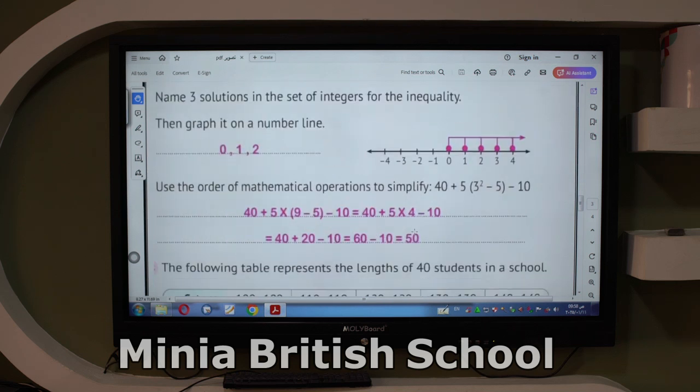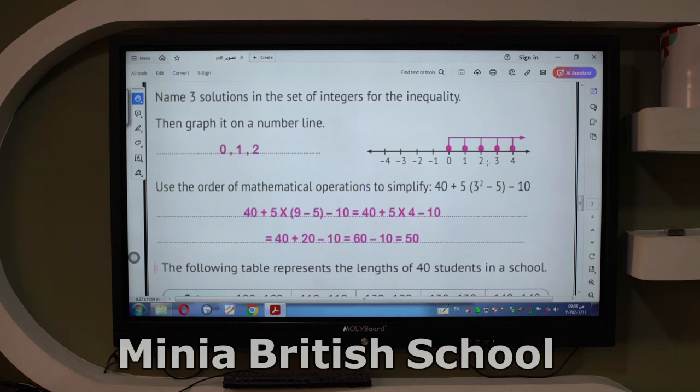Name 3 solutions in the set of integers for the inequality. What is the meaning of the inequality? In an inequality, I have the sign greater than, smaller than, greater than or equal, or smaller than or equal. Remember, in an equation I have equal. Excellent. Here it's already drawn on the number line. Here 0, 1, 2, 3, 4. Then any 3 solutions: 0, 1, 2, 3, 4, 5, 6, or any number greater than these numbers.